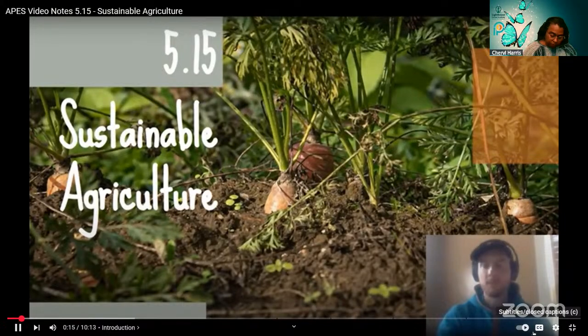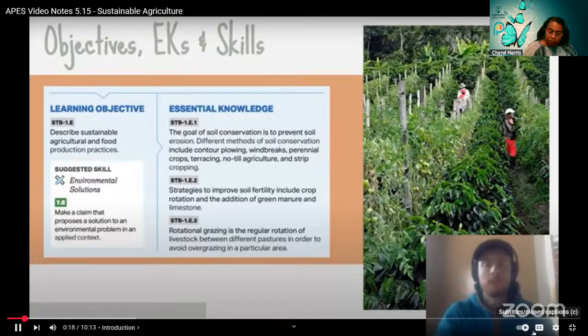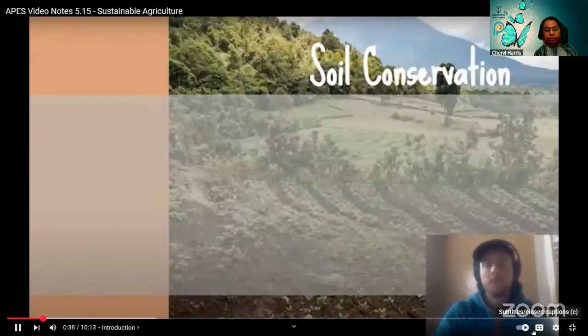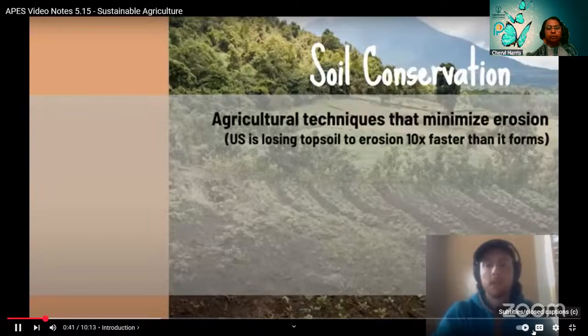Our objective for the day is to be able to describe different sustainable agricultural techniques, and they'll break down into 3 categories: techniques aimed at preventing soil erosion, techniques aimed at improving soil nutrient levels, and finally a technique called rotational grazing. Our skill that we'll practice at the end of today's video will be proposing a solution to an environmental problem. The first group of solutions we'll be looking at are all aimed at soil conservation.